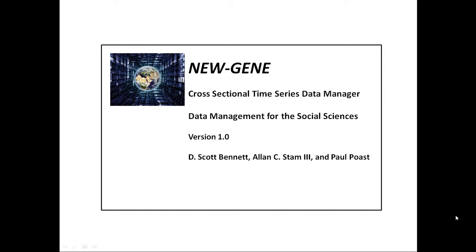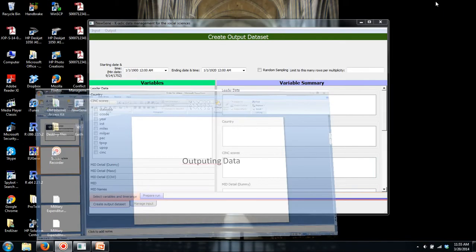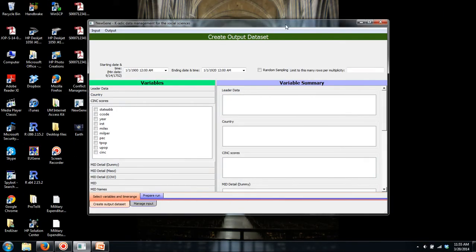Hello again. In today's video, I'm going to demonstrate how to use the NewGene software to output data. Now to begin, one will want to make sure that NewGene is open on their desktop. The next step is, once NewGene is open, you'll want to see that you've selected the Create Output Dataset tab and then the Select Variables in Time Range tab.